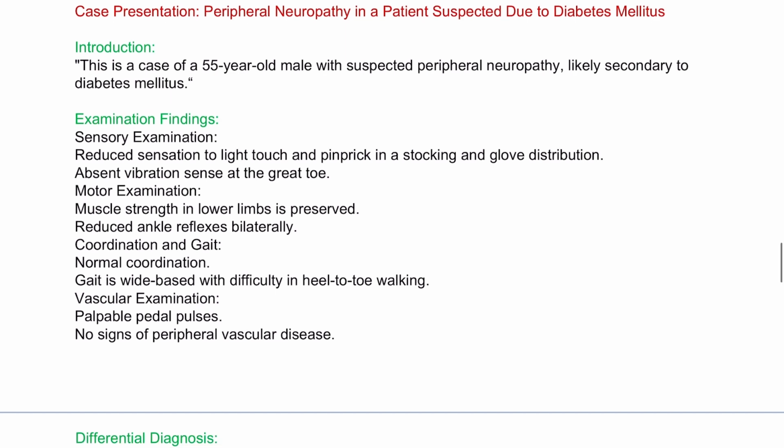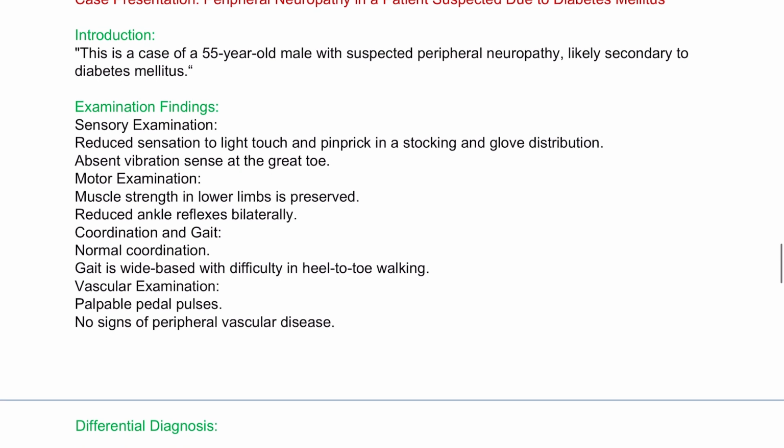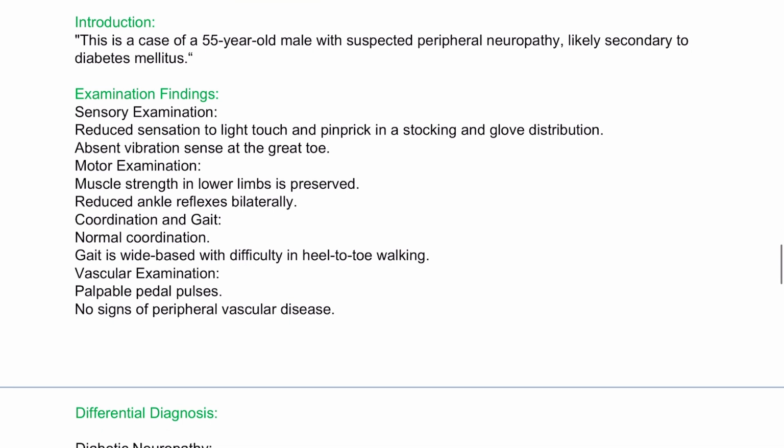So introduction and then examination findings. You're going to talk about the examination findings. I have done the sensory examination. There is reduced sensation to light touch and pinprick in a stocking and glove distribution, and absent vibration sense at the grade 2. Motor examination, muscle strength in the lower limb is preserved.